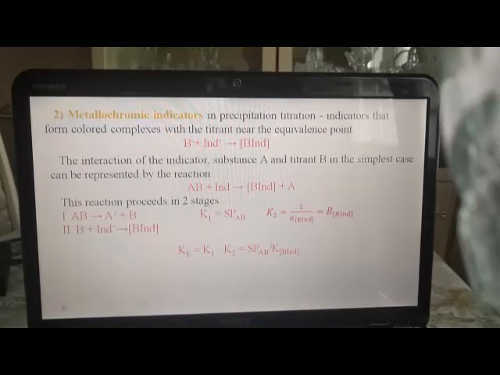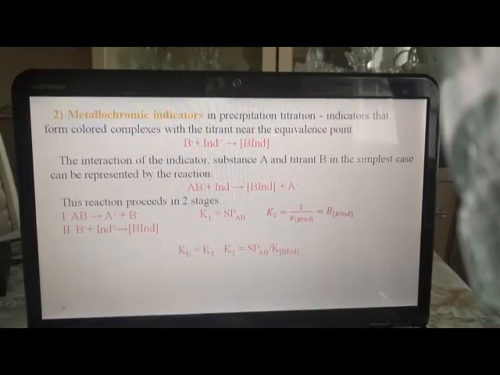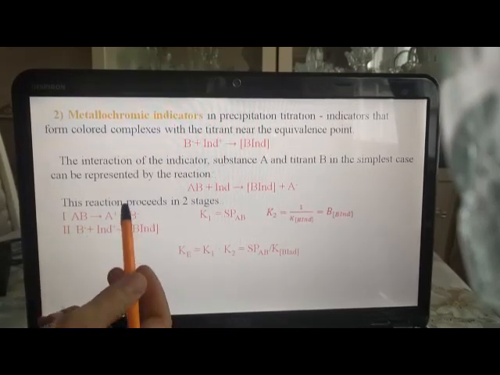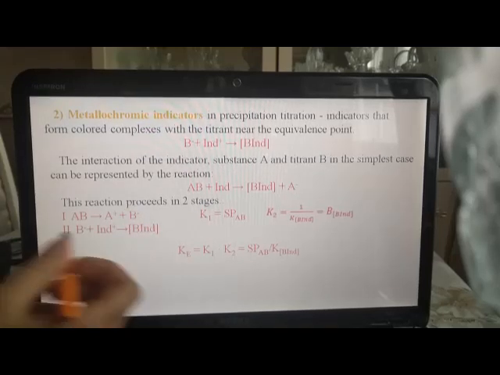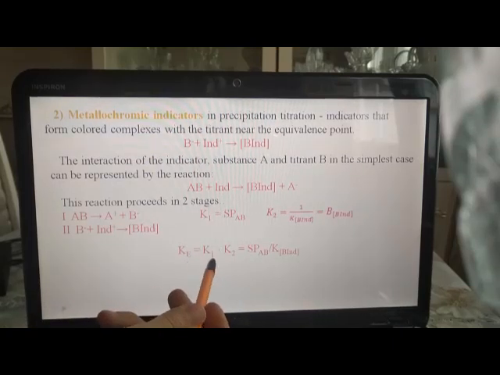Metallochromic indicators, in precipitation titration, are indicators that form colored complexes with the titrant near the equivalent point. The interaction of the indicator substance A and titrant B in the simplest case can be represented by this reaction. This reaction proceeds in two stages. In the first stage, the substance AB is formed, and then the reaction of the anion with the indicator. The equilibrium constant we found from this equation.